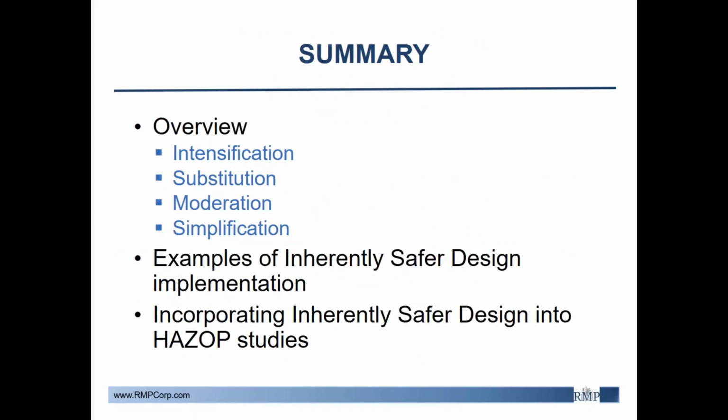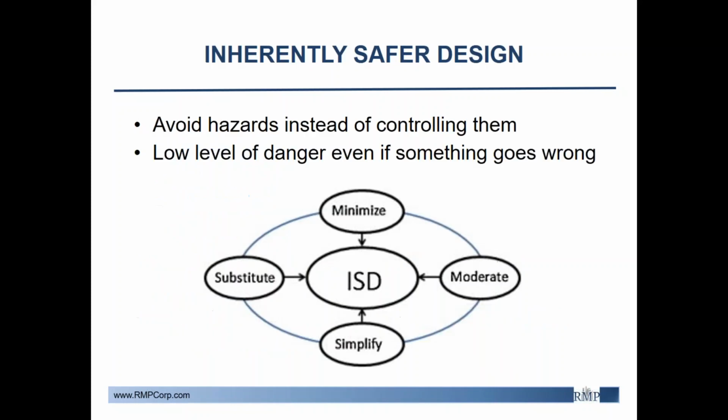So today I'll be presenting on the concepts of inherently safer design and some examples of methods to implement these concepts. There are four main components: intensification, substitution, moderation, and simplification. After giving you a good overview of ISD methodology, I'll turn it over to Jasmin so she can talk about how to incorporate ISD concepts into process hazard analyses, particularly for HAZOP studies.